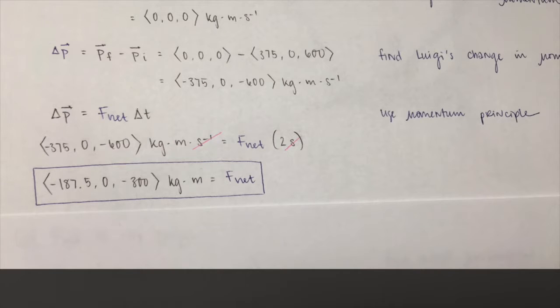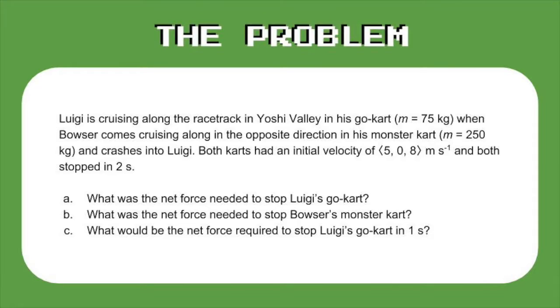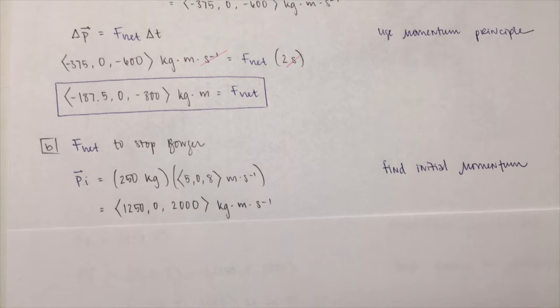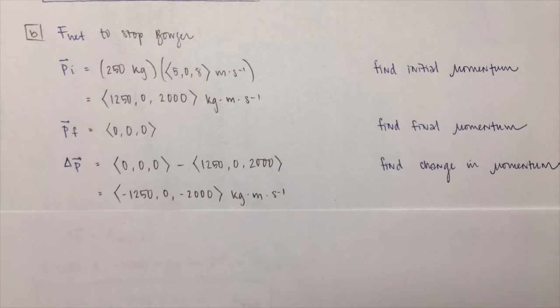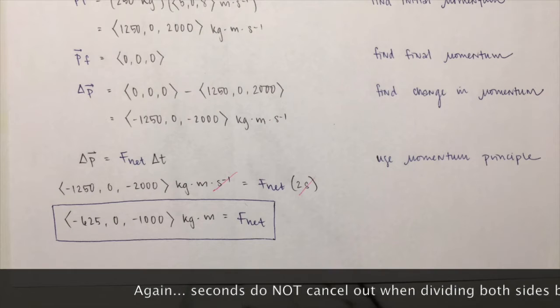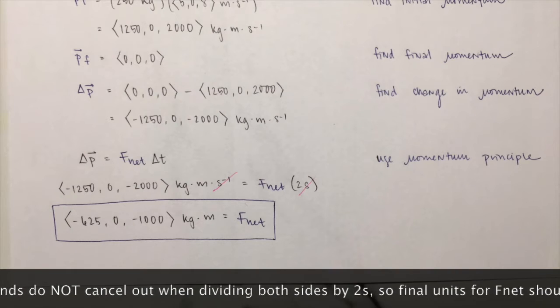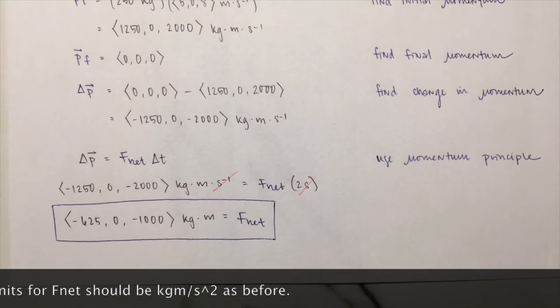Solving part B follows the same steps as before, only this time you're substituting 250 kilograms for the mass. You would solve for P initial, P final, delta P, and use the momentum principle the same way as before. And so your final answer would be a net force of negative 625, negative 1000 to stop Bowser's kart.